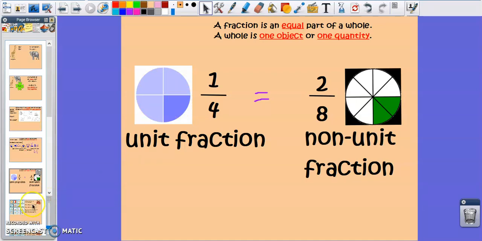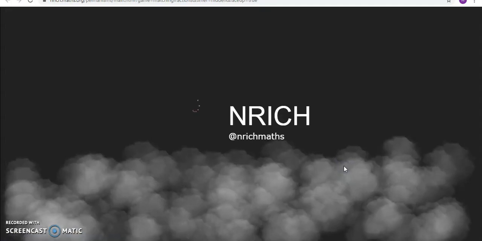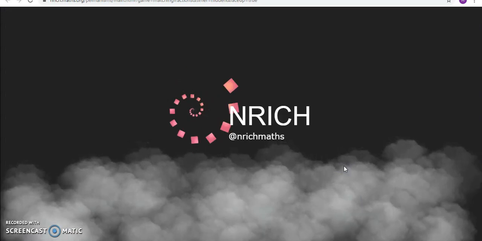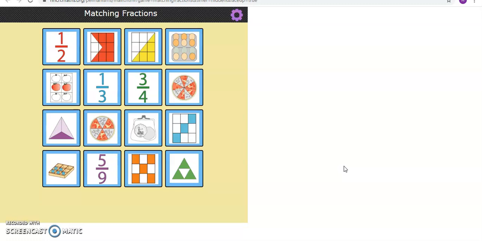Now, for the rest of your maths lesson today, I've got a few tasks. I'd like you to try task 1 first. So, for task 1, you can either print out the cards in the Google Drive, or you can also use the interactive game to play a matching game with the different fraction cards. So you can print them out, or if you click onto this link here, which I'll also put into the Google Drive, it will load up the game for you. And when it loads, it will look a little bit like this, and you'll have the different cards there, just like the ones on the board, and you can match them up.